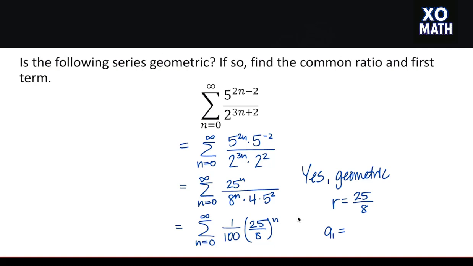And now let's wrap up with the first term. So the first term, if I substitute in 0 into n, anything to the 0 is 1. So we just have 1 times 1 over 100. So we have our first term.